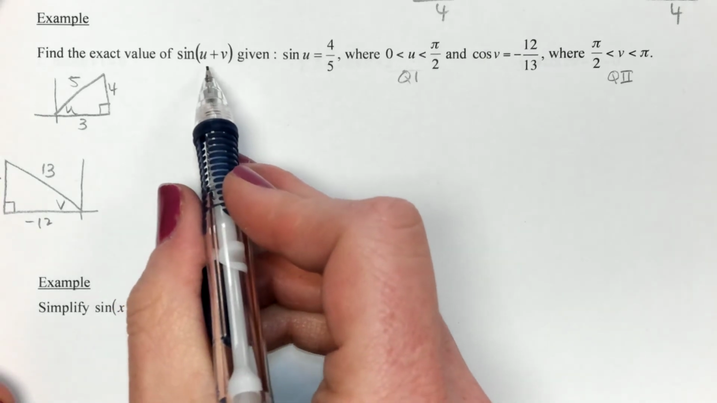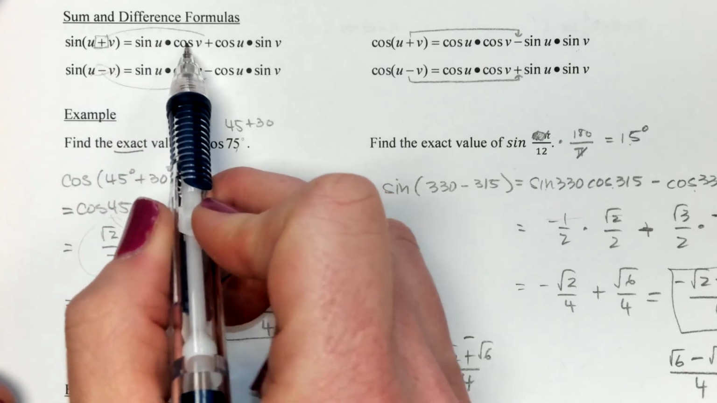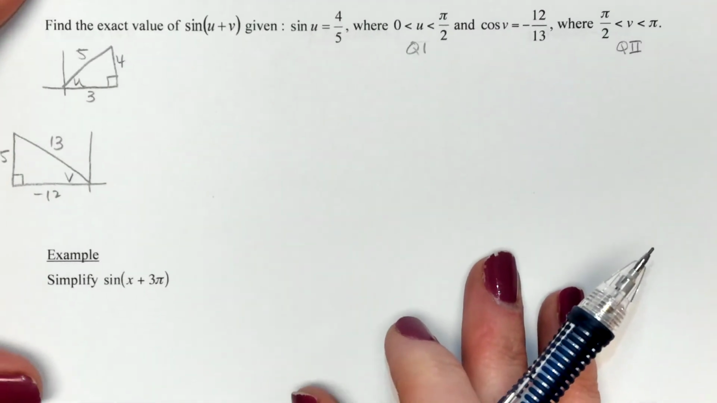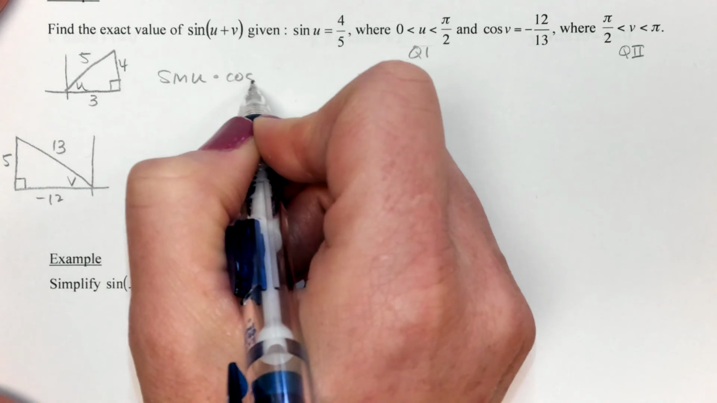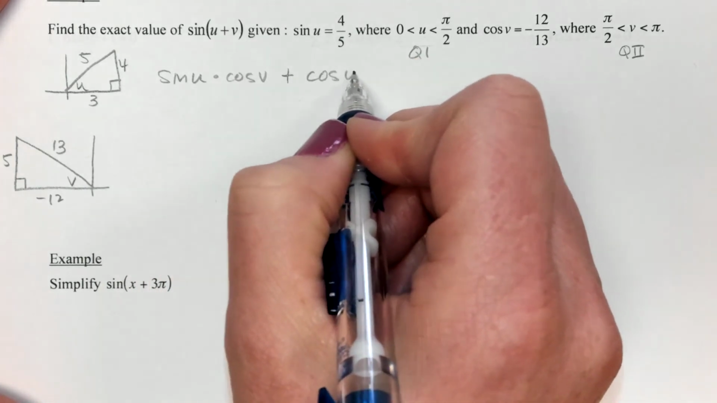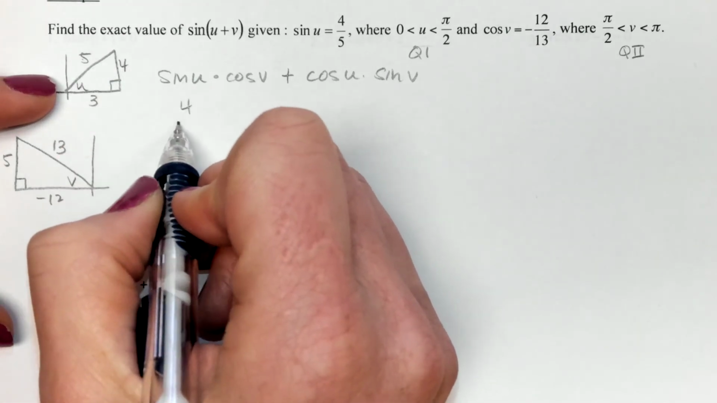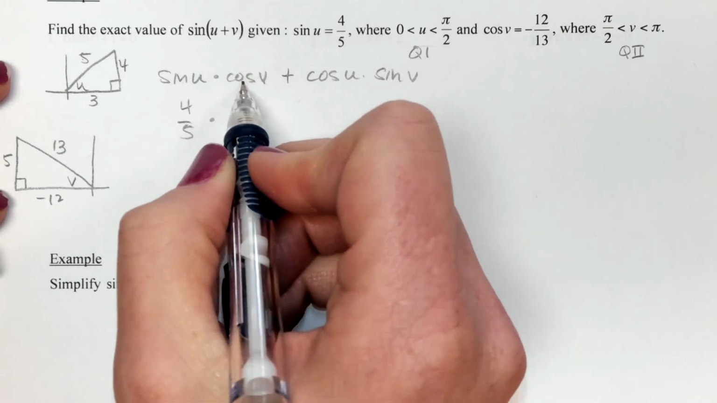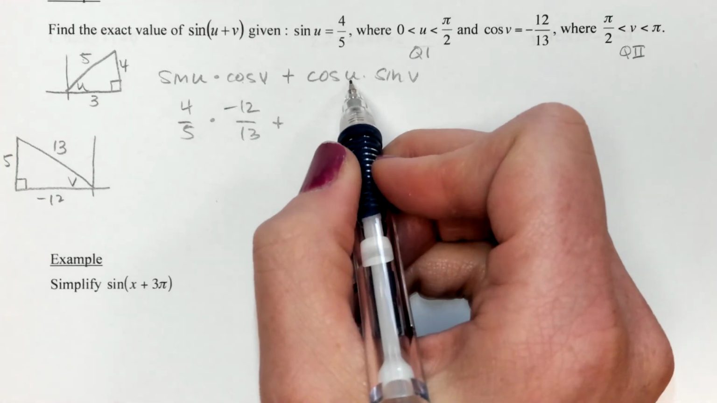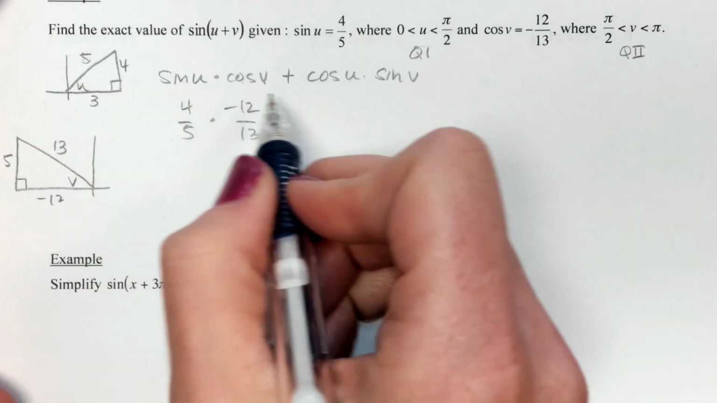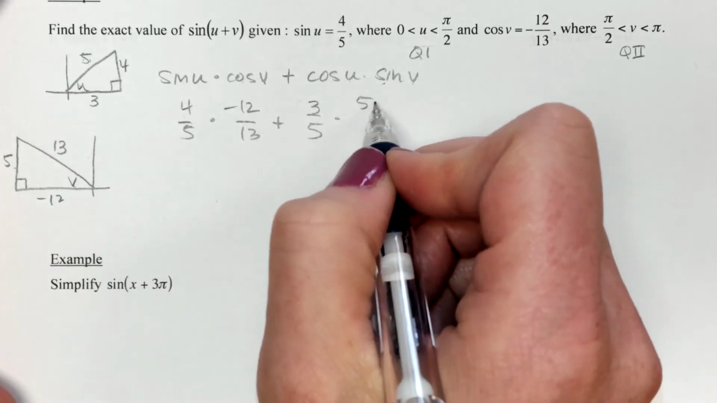So it says do a sine of U plus V. So we're doing a sine plus formula. So I do sine cosine, and then I flip-flop them, cosine sine. So U comes first, I gotta do U first. And then plus, and then flip-flop them. So now I go to U, and I give the sine value, 4/5. I go to V, and I do the cosine value, negative 12/13. I go to U, and I do the cosine value, 3/5. I go to V, and I do the sine value, 5/13.